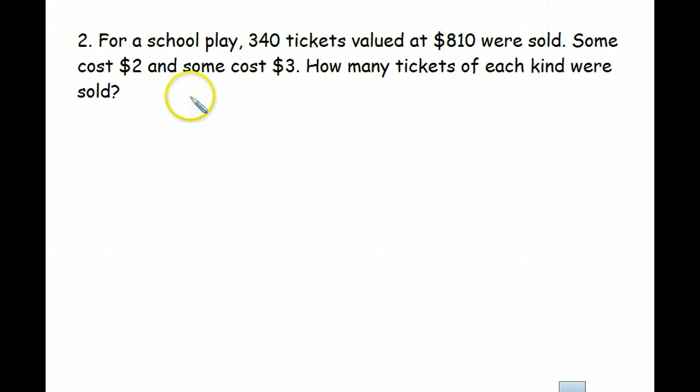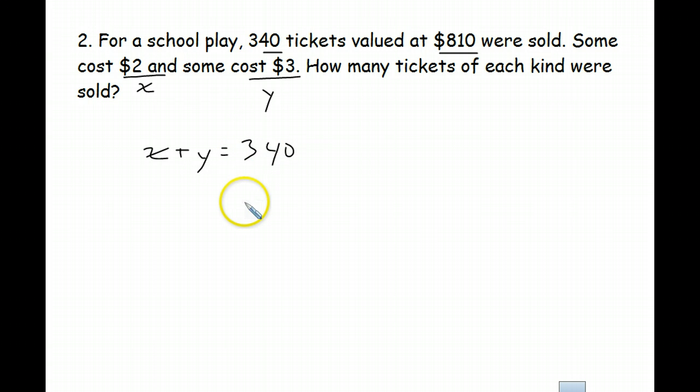Looking at number 2. For a school play, 340 tickets valued at $810 were sold. So we know there's 340 tickets altogether. They're worth $810. Some cost $2, some cost $3, so I'm going to call my $2 ones X, and I'll call my $3 ones Y. How many tickets of each kind were sold? So I know total there are 340, so I can say X plus Y equals 340 tickets altogether.